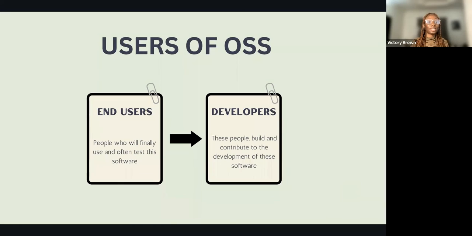So I decided to divide them into two groups, two categories: the end users, people who do not have any coding abilities but want to use your tools, because we have some OSS tools or software that are not necessarily very technical, that are just for project management, design, and all that. So you don't necessarily need intense programming knowledge to use these tools. So we have the end users, people who finally use and often test software.